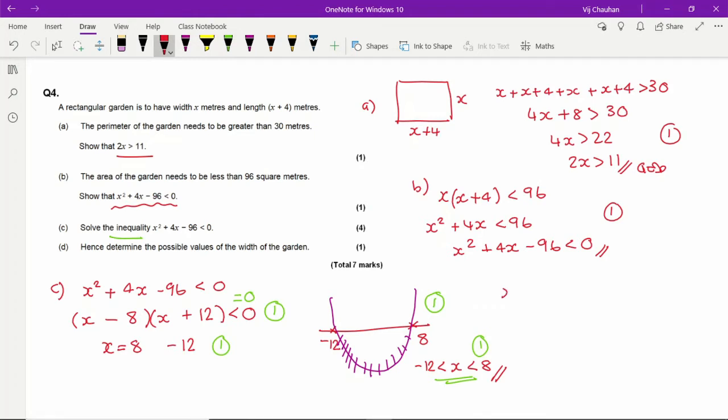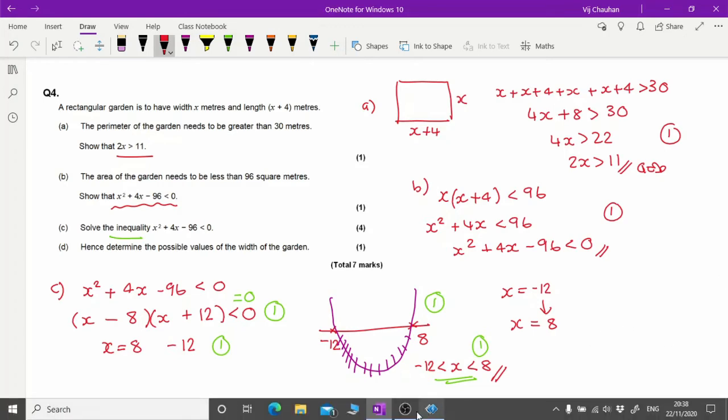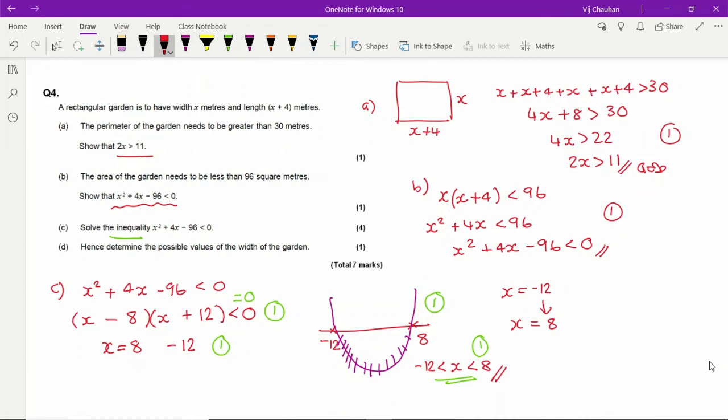And then the final question says, hence determine the possible values of the width of the garden. Well, x can be between minus 12 and positive 8. Now here, we're looking at the width of the garden, which is x. So here I'm going to be looking for a width of 5.5 to 8. If I label this as D and put it here, the reason is that for starters the width of the garden x needs to be positive, so that gives me a range of 0 to 8.